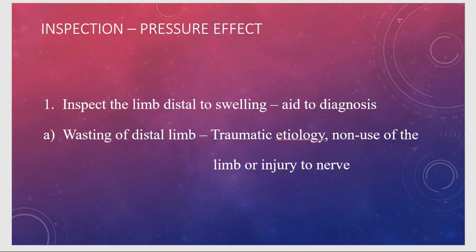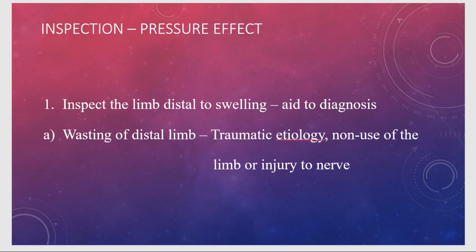And finally, look for any pressure effect. Inspect the limb distal to the swelling. It is going to help us. Sometimes, if the patient gives a history suggestive of trauma, or is not using the limb due to a previous trauma leading to nerve injury, he or she will present with wasting of the distal limb.